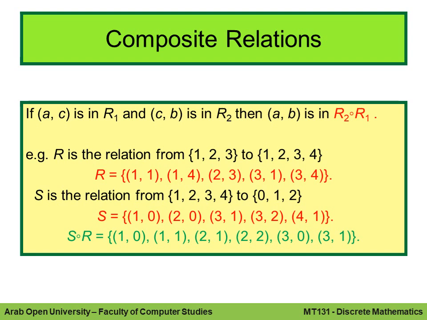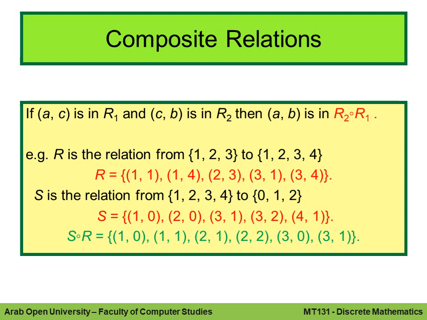That means AC is in the first relation, R1. CB is in the second relation, R2. Then the first element from the first ordered pair and the second element from the second ordered pair, AB, must be in the composition, R2 circle R1.